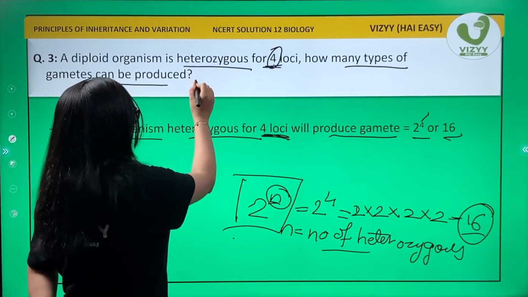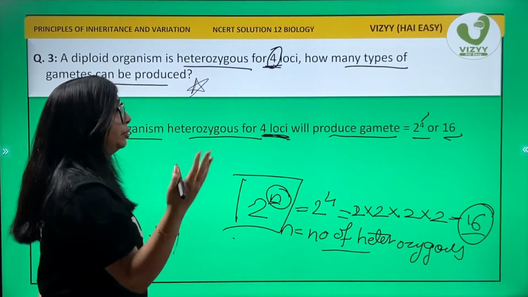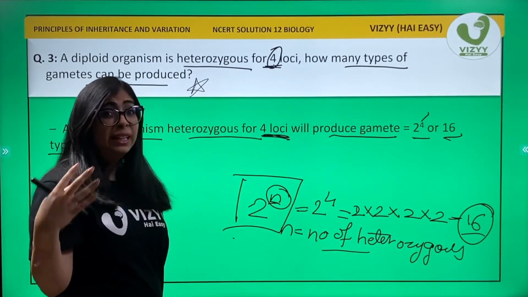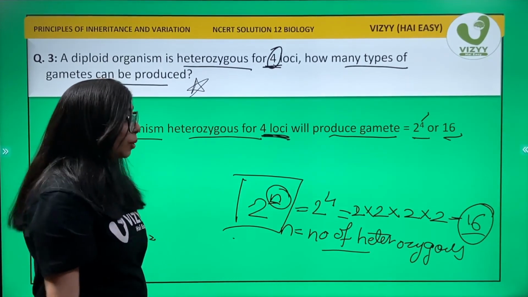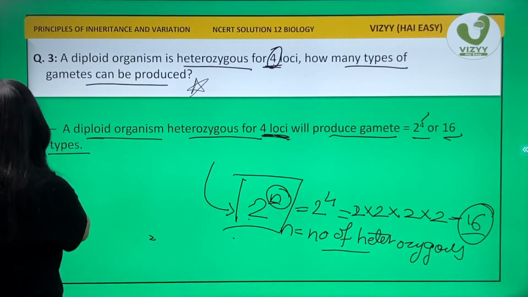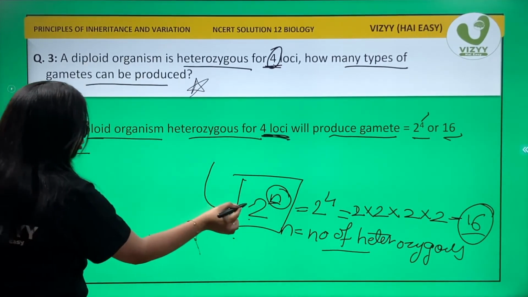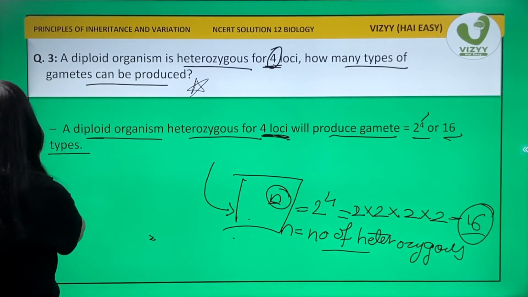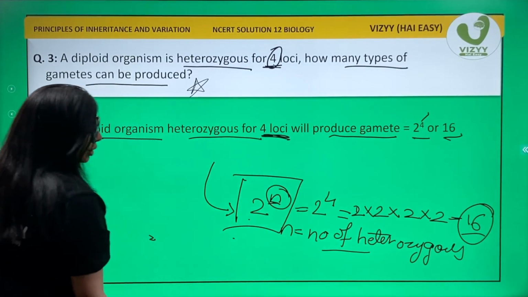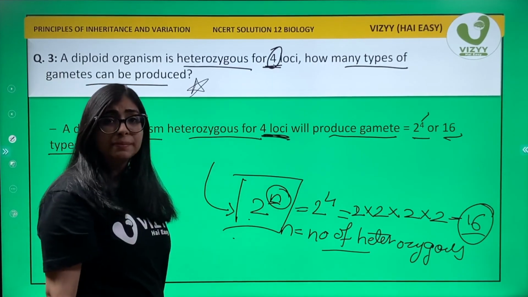Students, this is very important question from the point of view of exams. It has also been asked in many such competitive exams. So what you have to remember? You have to remember 2 raised to 4. Okay, students? Easy? Okay.